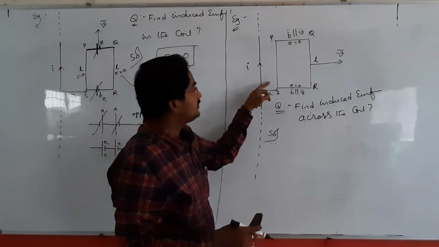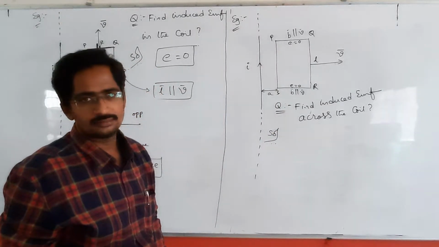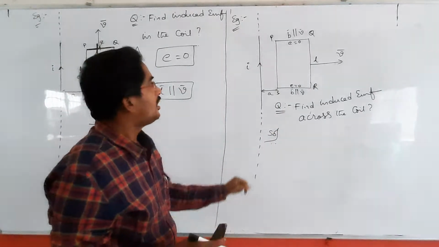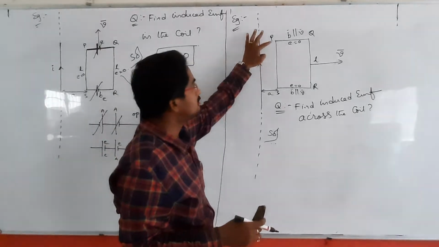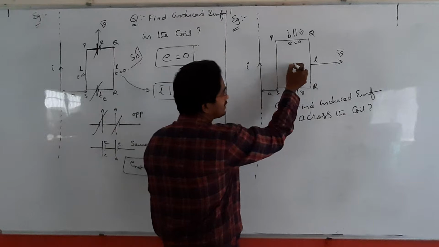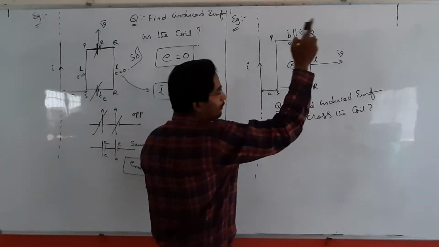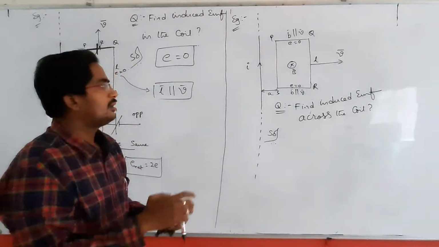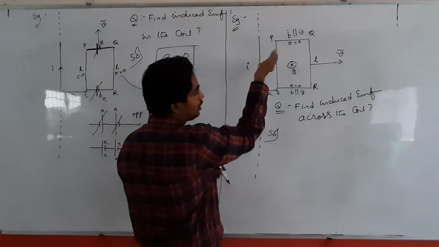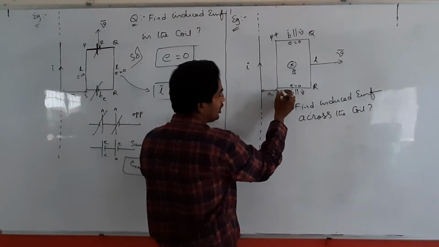In PS, which point is at high potential and which is at low potential? That we want right now. In P and S, which one is at high potential? The B direction is inward here, at any point on this side. Then if you apply the right hand rule, P is at high potential, Q is at low, and S is at low potential.